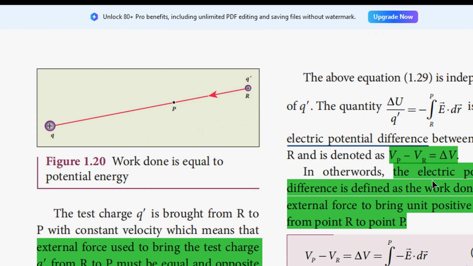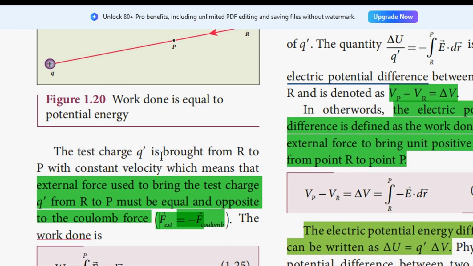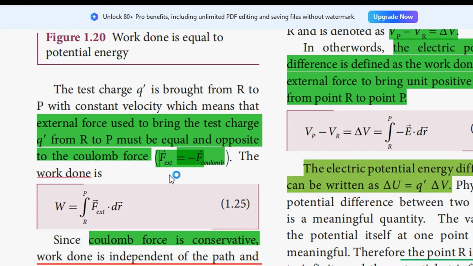And now you see that there are two charges, plus Q and the charge Q dash kept at a distance, and it is moved to the point P. And this test charge Q dash is brought from R to P with constant velocity, which means that the external force to bring the test charge Q dash from R to P must be equal and opposite to the Coulomb force. So the external force is equal to minus F Coulomb.